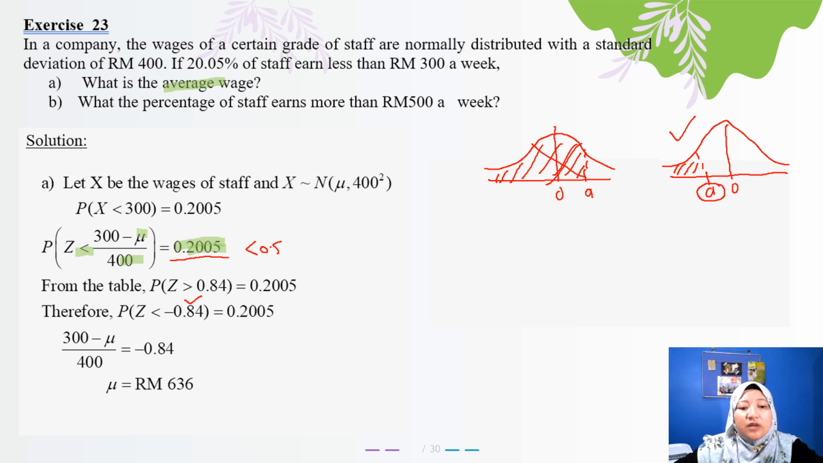Mu is 636. Which means X is distributed normal. Mean is 636, variance is 400 square.